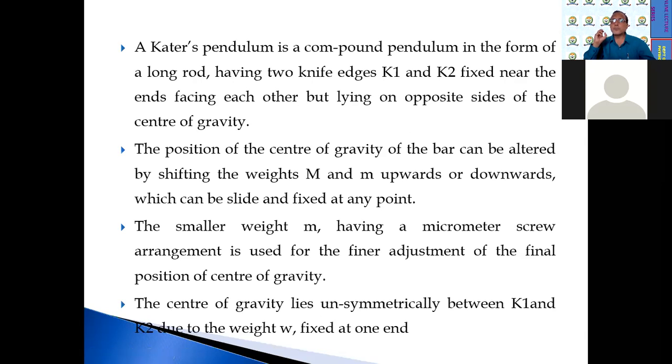Isn't it? So these are the two knife edges K1 and K2, fixed near the ends, facing each other, lying on the opposite sides of the center of gravity. The position of the center of gravity of the bar can be altered by shifting the weights, the wooden weights and metal weights, up and downward.